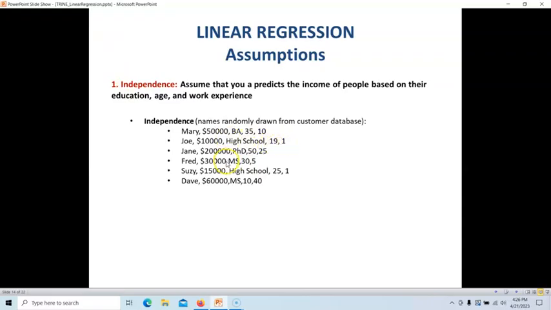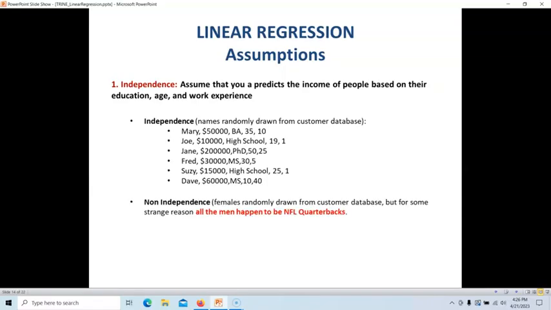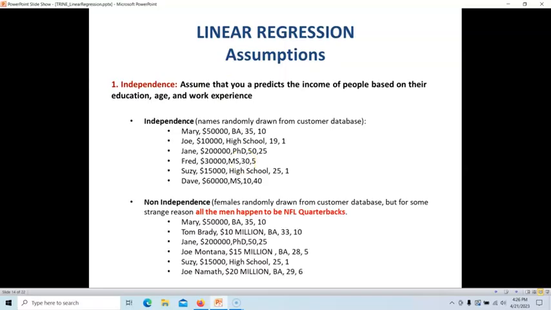So what we have here is 6 people, and they just randomly came out of our database. This would be independence. We just randomly drew them all out. Now, what would be a non-independent data set? Well, what would happen if instead of the data above, we accidentally only had NFL quarterbacks?